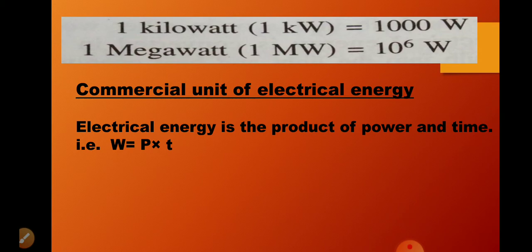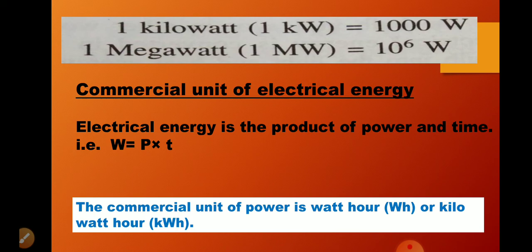In big industries, electrical energy is consumed, and also we use electric energy at our home, right? There also the unit watt second is very small, since we use it for hours. So the electric energy is used for hours, and here the units watt hour and kilowatt hour are used. The commercial unit of electrical energy is watt hour or kilowatt hour.